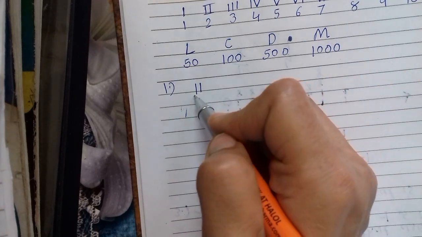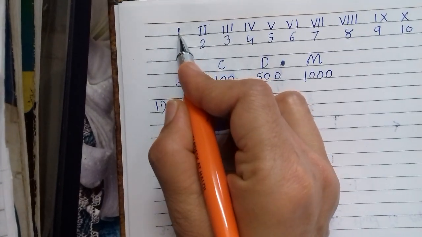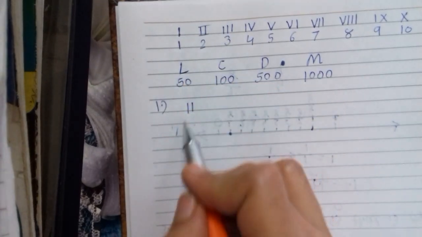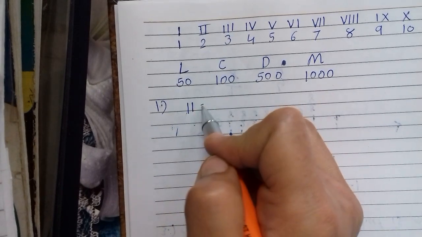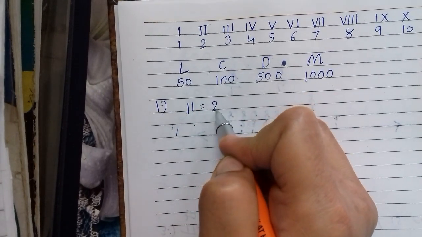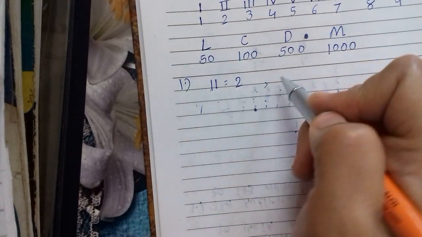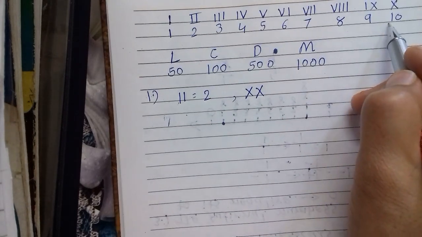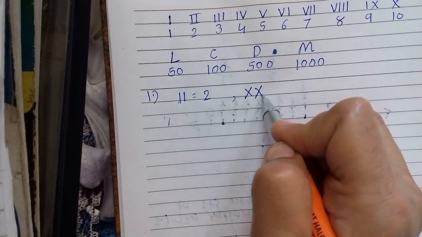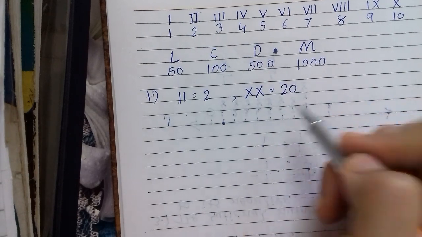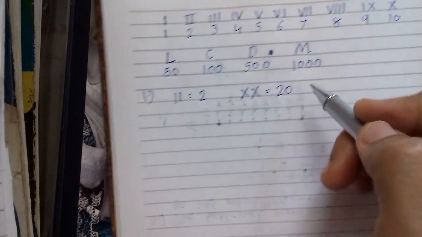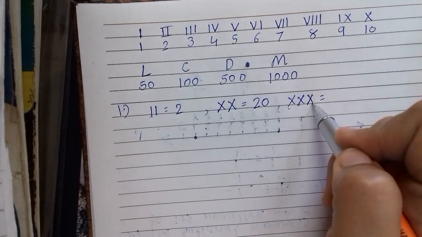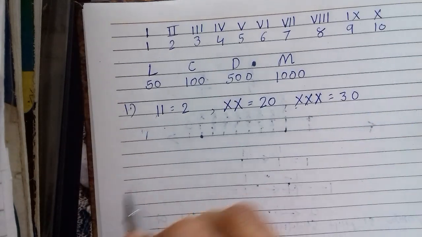So it means the symbol 1 is repeated. So I add 1 here, 1 plus 1. So it is 2. Suppose I write double X. X means 10. So here 10 plus 10 is equal to 20. Here triple X, that means 10 plus 10 plus 10, that means 30.